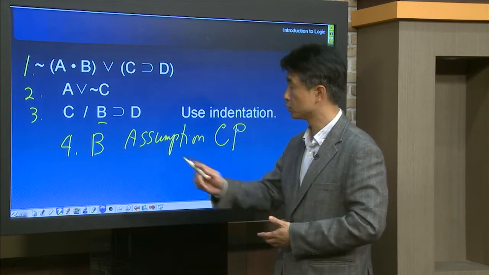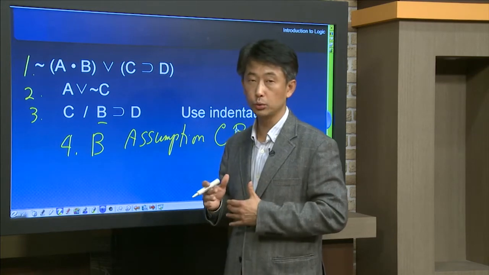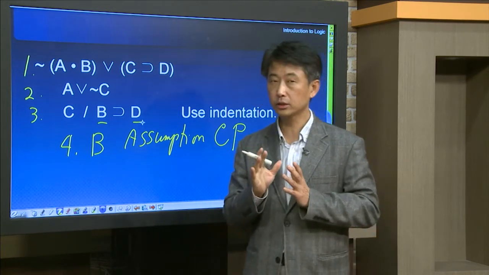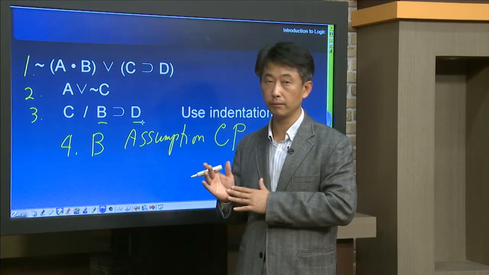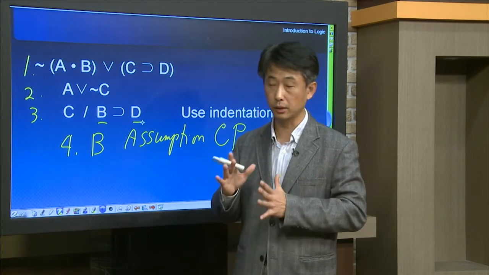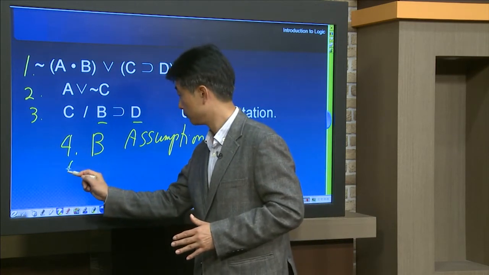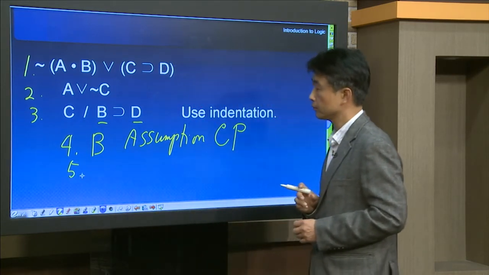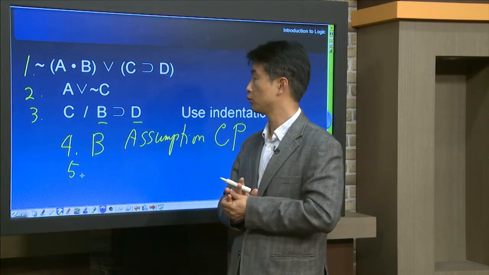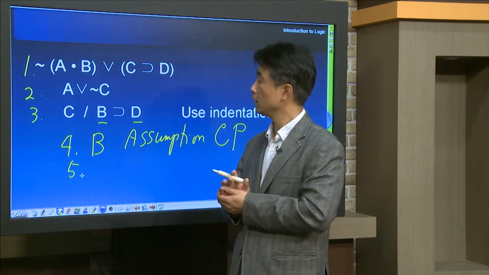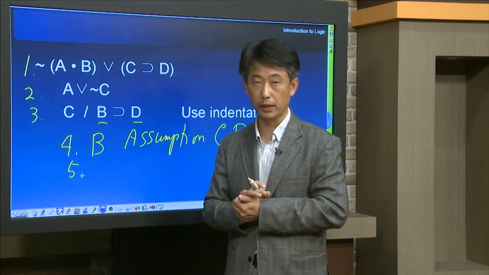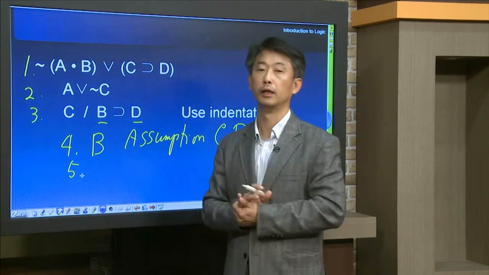Now, once I've assumed the left-hand side, all I need to do is derive the right-hand side, which is D. Okay? I'm not trying to derive here B, then D. All I'm trying to do is derive D. Okay? That's the conditional proof. Okay? So step 5, I'm here trying to derive D. Eventually, I'd like to get at D, but I need to work with these 4 premises to get to D.